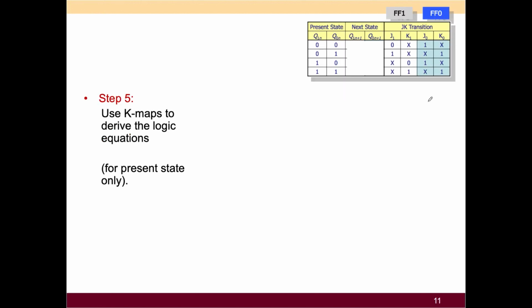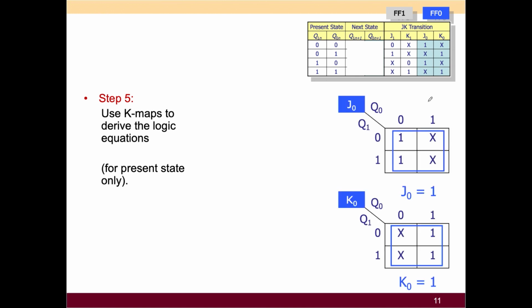So next, after you have all these tables, you need to follow the sequence, right? You will use step number 5: use the K-map to derive the logic equation. So please take note, it is for the present state only if you're going to use your K-map. Step number 5 is for the present state only.